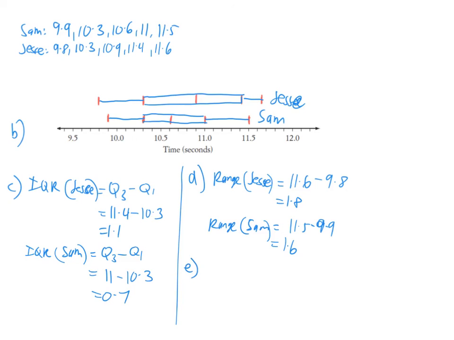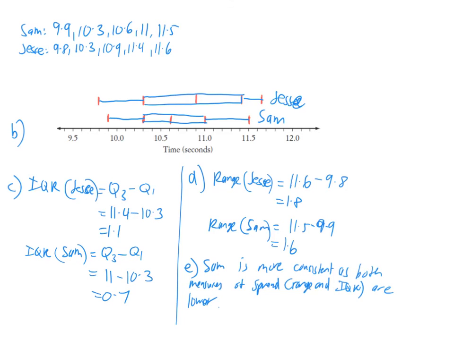Okay, and then part E, which sprinter is more consistent. Remember, more consistency means less spread. If your range and interquartile range are lower, that means you have less spread. Obviously, you can see that's Sam. So we can say Sam is more consistent as both measures of spread, range and IQR, are lower. Lower range and lower IQR means there's less spread, and less spread means more consistency. That is why Sam is the more consistent of the two. I might just write that down as well: less spread equals more consistency.